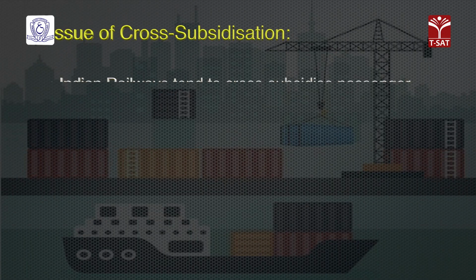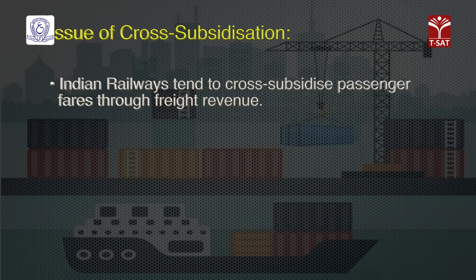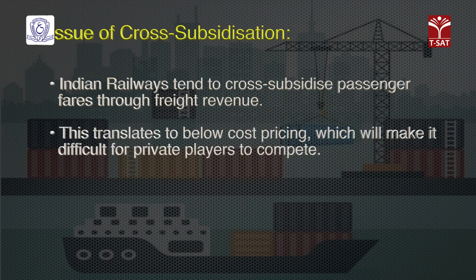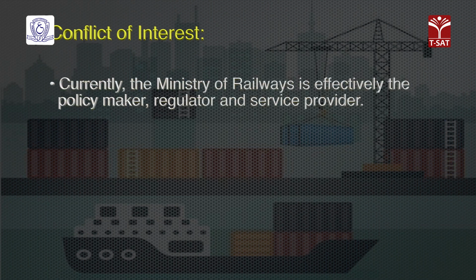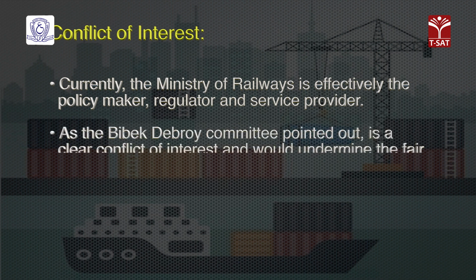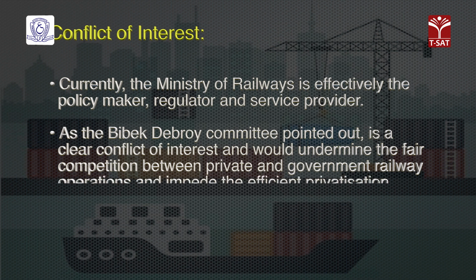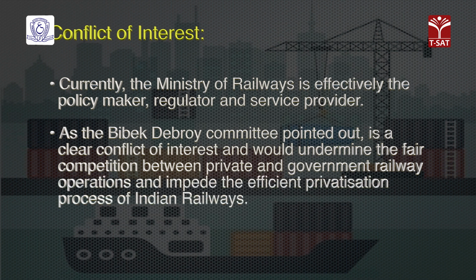The next issue is cross subsidization. Indian Railways tends to cross subsidize the passenger fares through freight revenue. This translates to below cost pricing, which will make it difficult for private players to compete. Next one is conflict of interest. As we know, currently the Ministry of Railways is effectively the policy maker, regulator and the service provider. As the committee pointed out, this is a clear conflict of interest and would undermine fair competition between private and government railway operations and impede the efficient privatization process of Indian Railways.